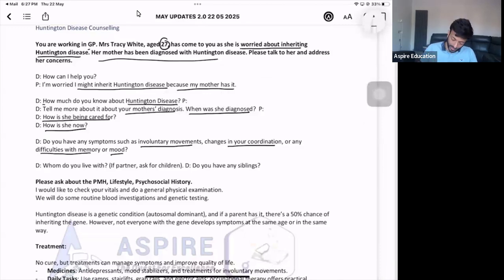So autosomal dominant, what does it mean? It means it's a genetic condition. If a parent has it, there is a 50% chance of inheriting the gene. However, not everyone with the gene develops symptoms at the same age or in the same way.